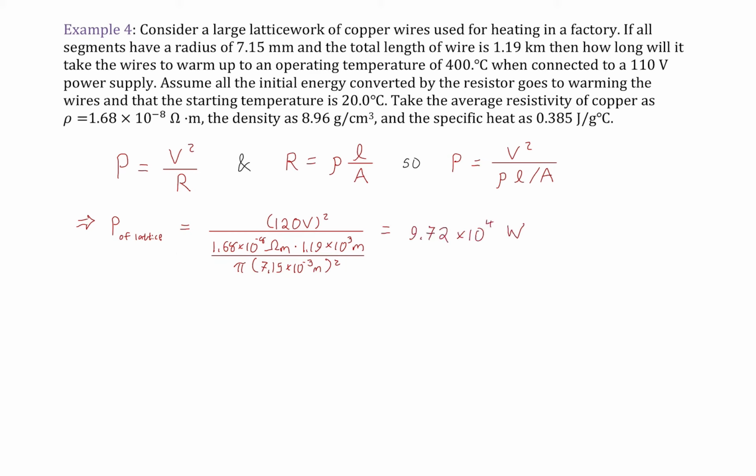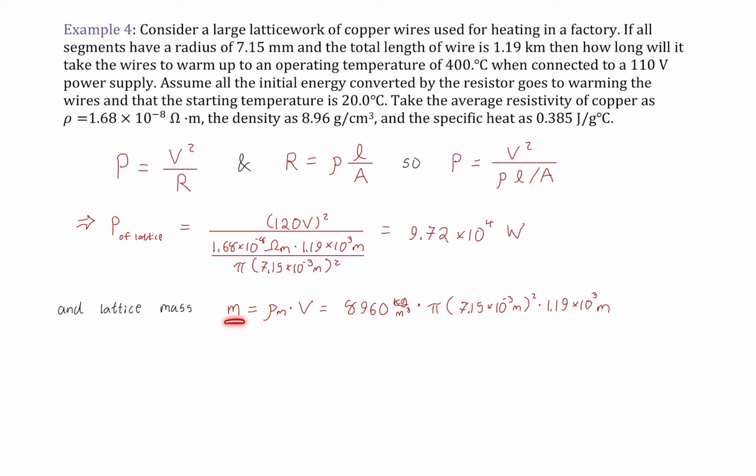When we do that, we find that it's 9.72 times 10 to the 4 watts, so 97,000 watts. It's a big number because it's a lot of wire, so it's a lot of power. And then the lattice mass. You'll see in a second why we need the mass. It has to do with the fact that we need to heat it all up, so we need to know how much of it we're heating.